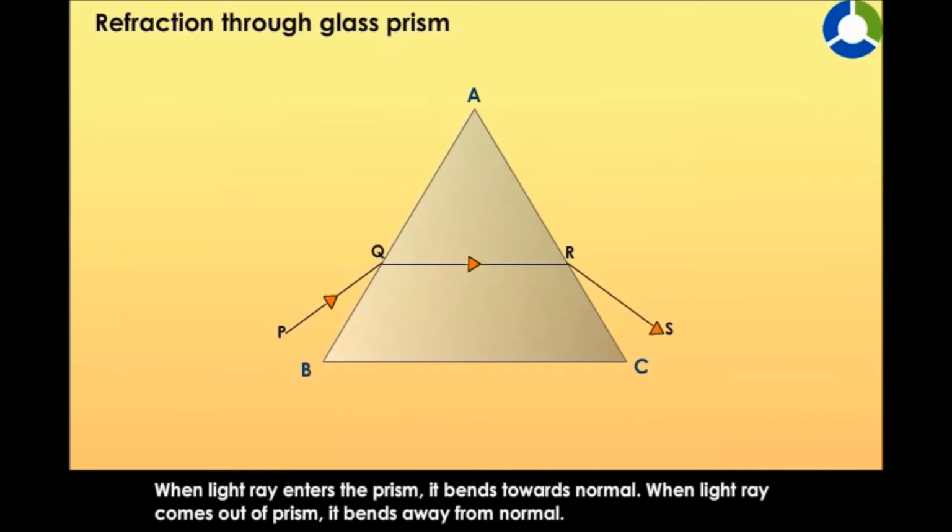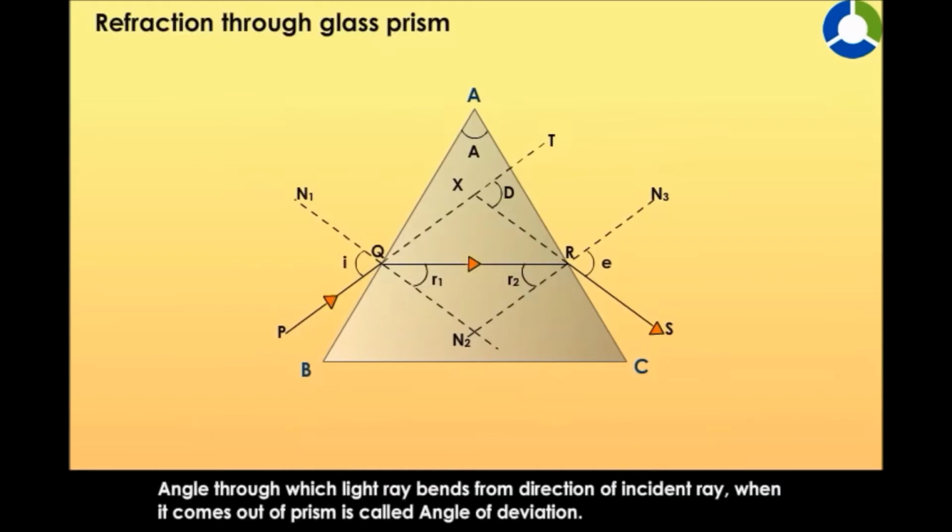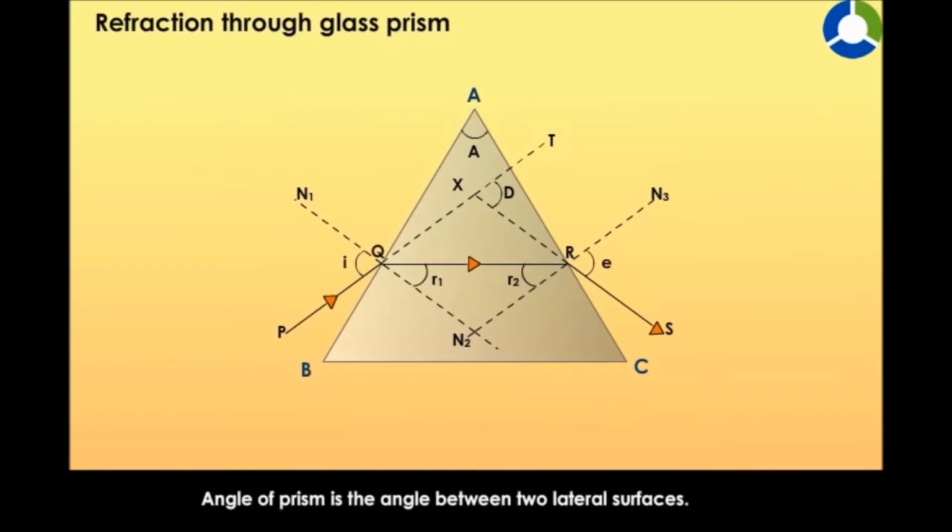When the light ray enters the prism, it bends towards the normal. When the light ray comes out of the prism, it bends away from the normal. The angle through which the light ray bends from the direction of the incident ray when it comes out of the prism is called angle of deviation. Angle of prism is the angle between the two lateral surfaces.